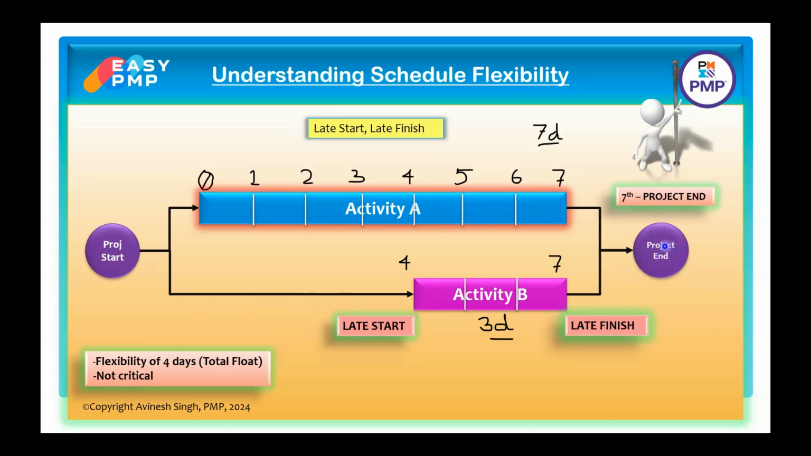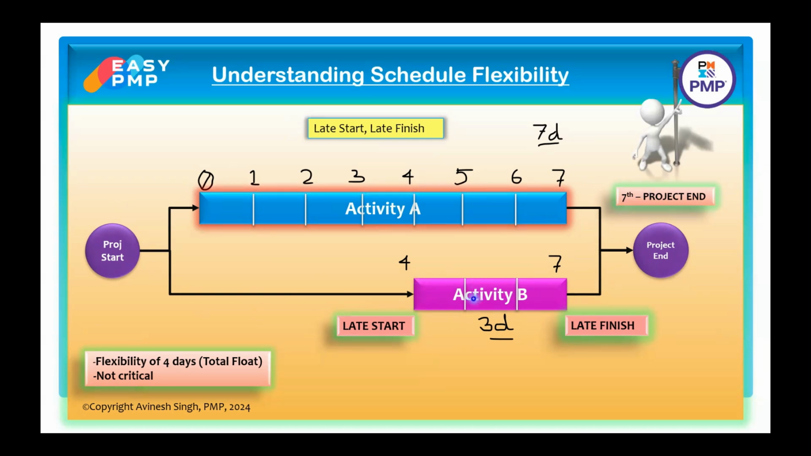Will it delay the project end date? Project end date is 7th that we have already derived. So if I start on the 4th day, its duration is 3 days, so it is going to end on 4 plus 3, 7. So on the 7th day it is going to end. Is it delaying the project end date? No, the project end date is 7th. So there is no delay in the project end date.